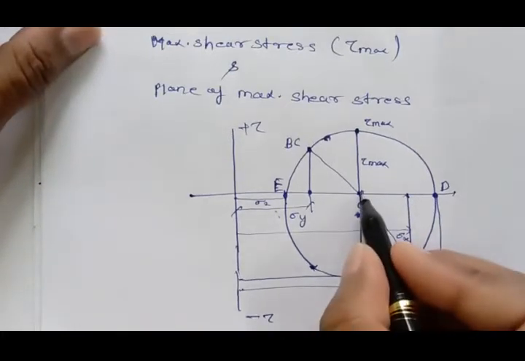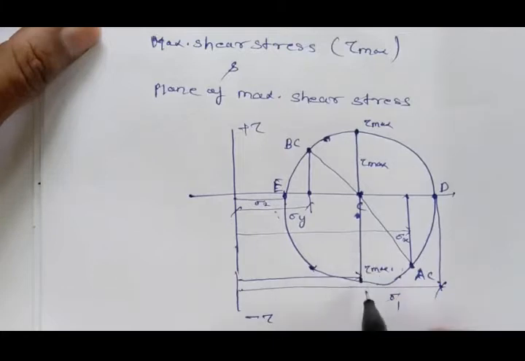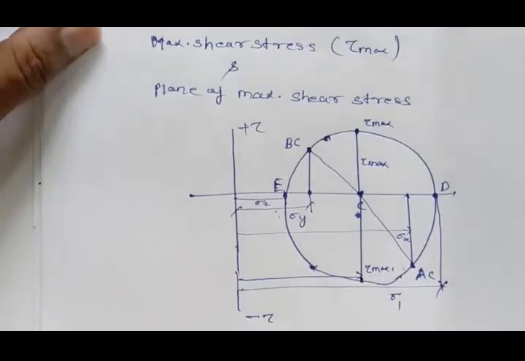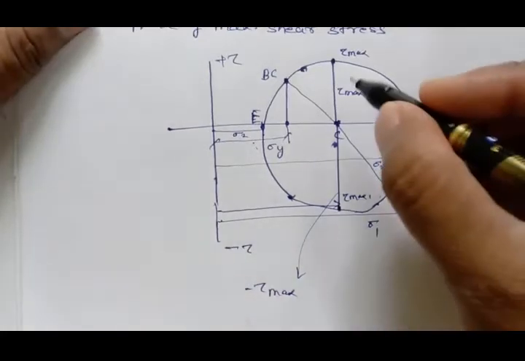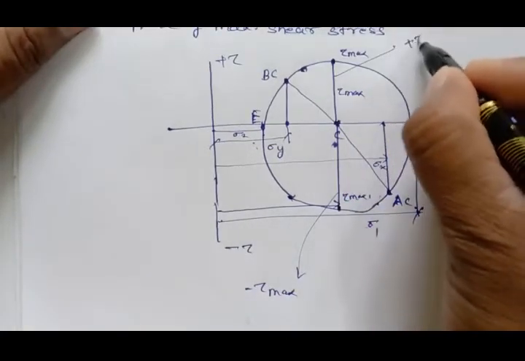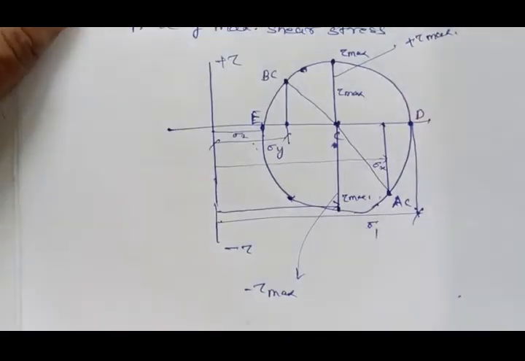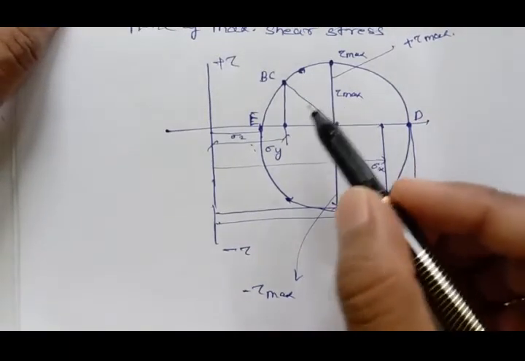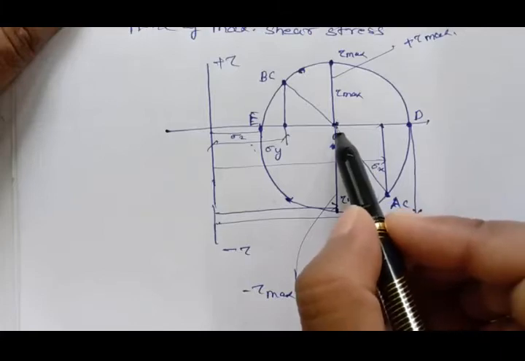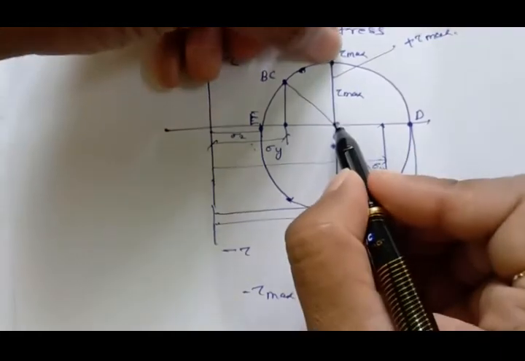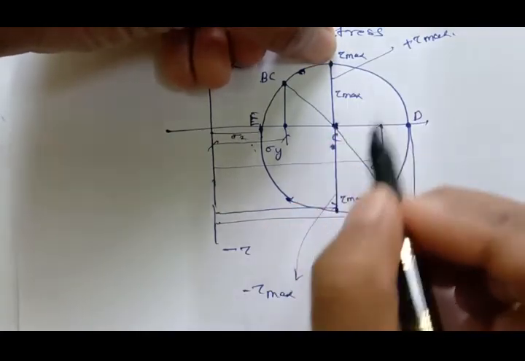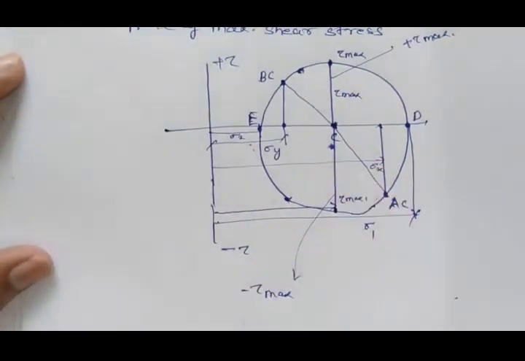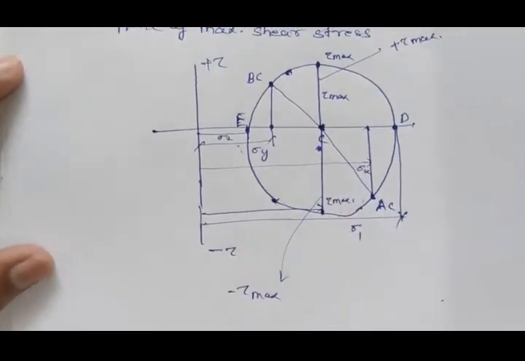So you have to measure from this to this, this will be tau max, but downward side will be minus tau max. So this will be minus tau max, and this will be the positive tau max. So this is all about the maximum shear stress. You have to measure through the scale from this to this. This length shows the tau max value in the positive and negative planes. Both sides the tau max value will be there. Anyone you have to write.